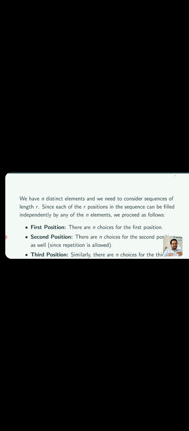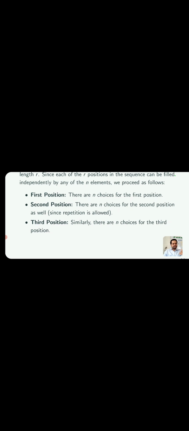Yes, because there are n elements. In the second position there are n choices, because repetition is allowed. In the third position also n choices are there, because repetition is allowed, and so on. What happens if you continue this process for r positions in the sequence? Each of those r positions can be filled independently by any of the n elements.